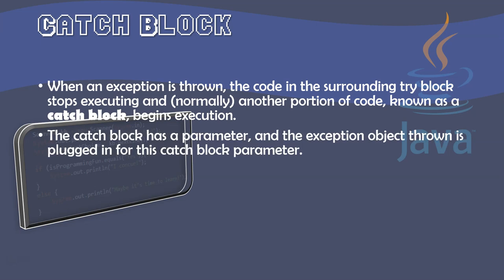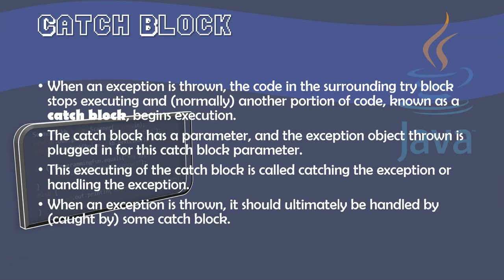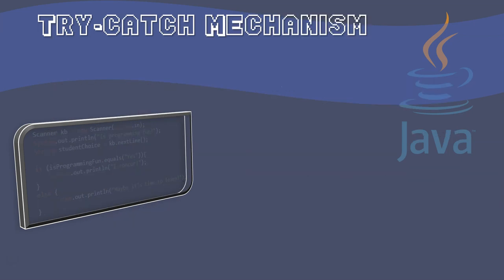Like I said, remember how I said it's like the opposite of an if-else statement. An else doesn't have any parameters, but ifs do. Well, catch blocks also have parameters. And the exception object is then plugged in based upon whatever parameter is there. The executing of the catch block is called catching the exception, or sometimes handling the exception. When an exception is thrown, it should ultimately be handled, or in this case caught, by some type of catch block. And again, you can have multiple different types of catch blocks.